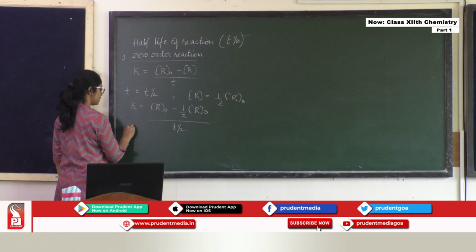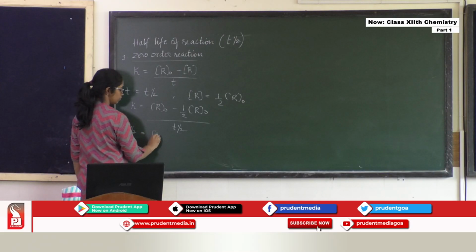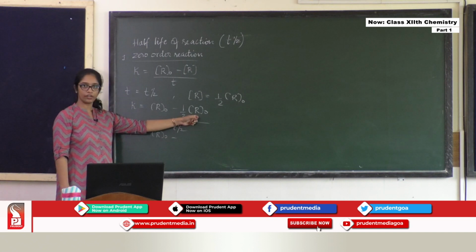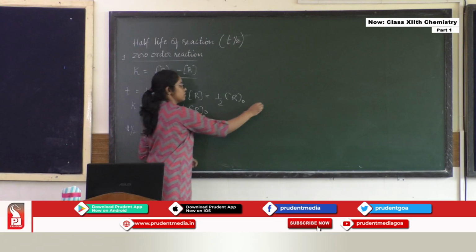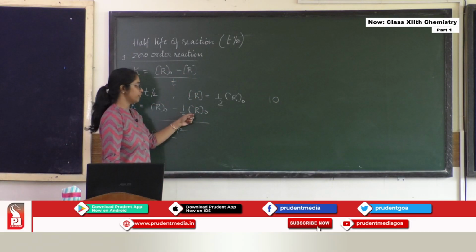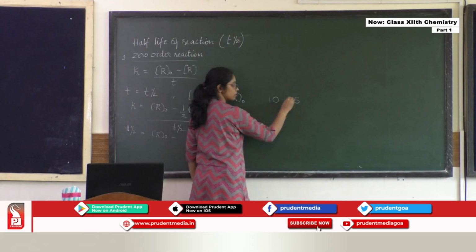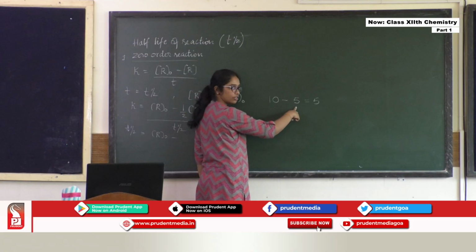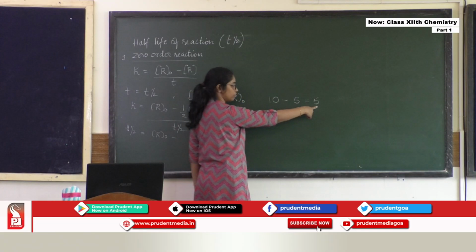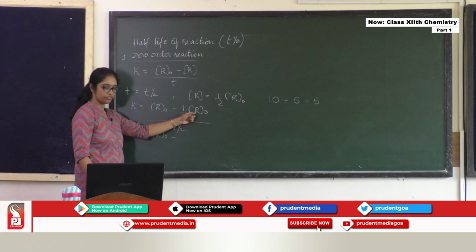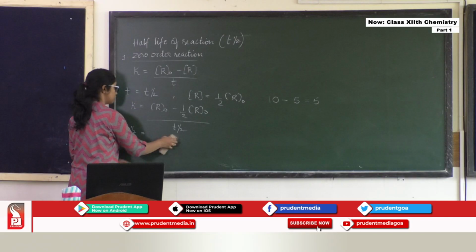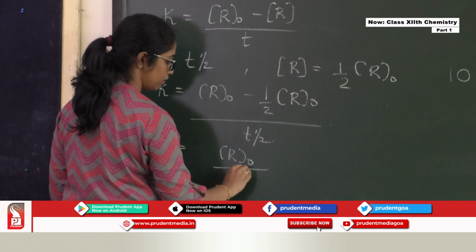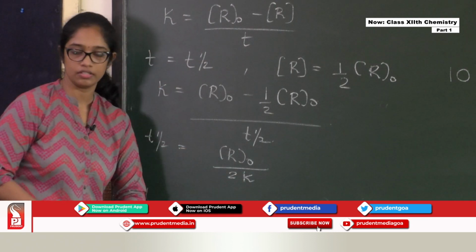So if I take T half on the other side, it's going to be equal to R naught minus half of R naught, divided by K. Now you need to understand that R naught minus half of R naught would be, suppose I take R naught as 10 moles, half of R naught is going to be 5 moles. So 10 minus 5, the answer is going to be 5. So R naught minus half of R naught will always be equal to half of R naught. So instead of writing R naught minus half of R naught, I am going to substitute it as half of R naught. Take 2 down in the denominator, and K, which we have brought from the other side of the equation.